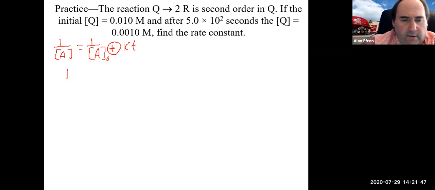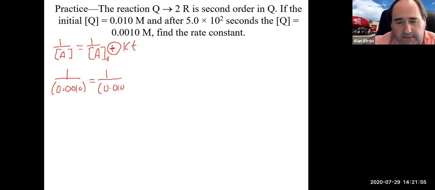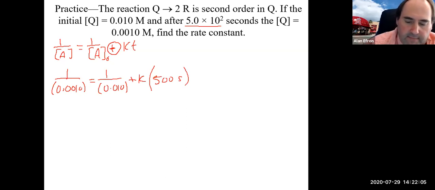So we have 1 over our final, which is 0.001, equals 1 over our initial, 0.010, plus k, which is what we're looking for. And we do have our time here, which is, I think, 500 seconds, if I'm not mistaken. So mathematically, I would probably do 1 divided by 0.001, then subtract from it 1 divided by 0.01. Then divide by 500, not 1,000, 500.